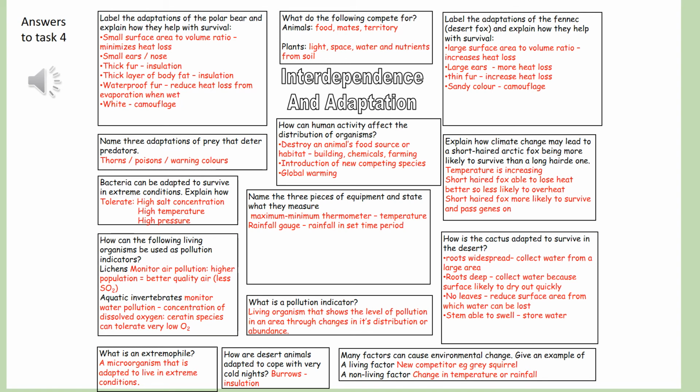Name the 3 adaptations for the prey that deter predators. That would be fawns, poison, or warning colours.